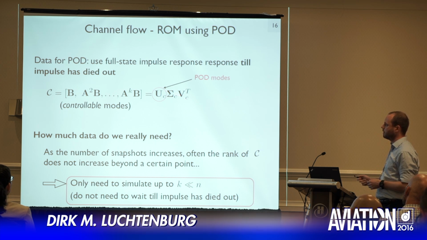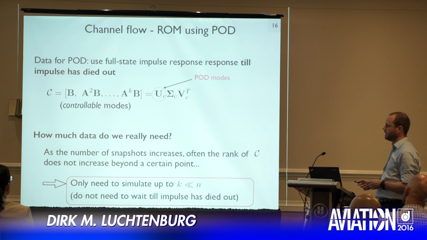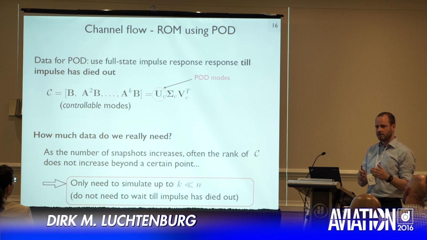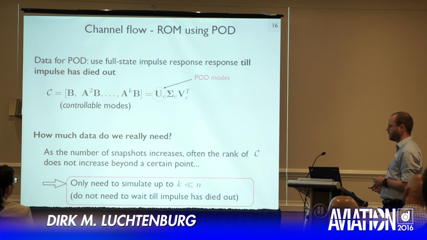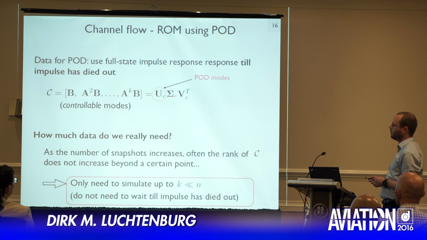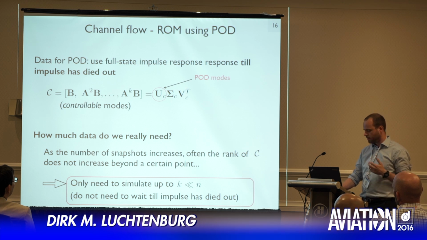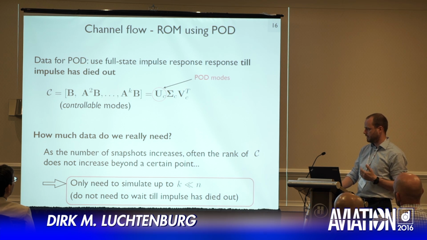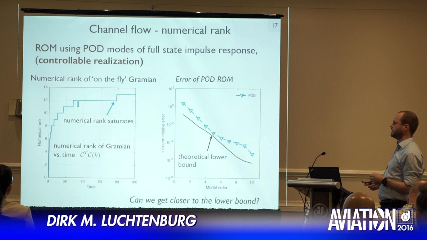So the answer, fortunately, is most of the time we can, yes. If you look here at this matrix, which again contains the snapshots of the impulse response, then at some point the rank of this matrix is going to saturate. In other words, as you keep going, new snapshots don't bring any new information. So that's often the case. If we somehow watch the rank of this matrix and it saturates, then we know that we have enough data to model the system, and we don't need to simulate till the transient has died out.